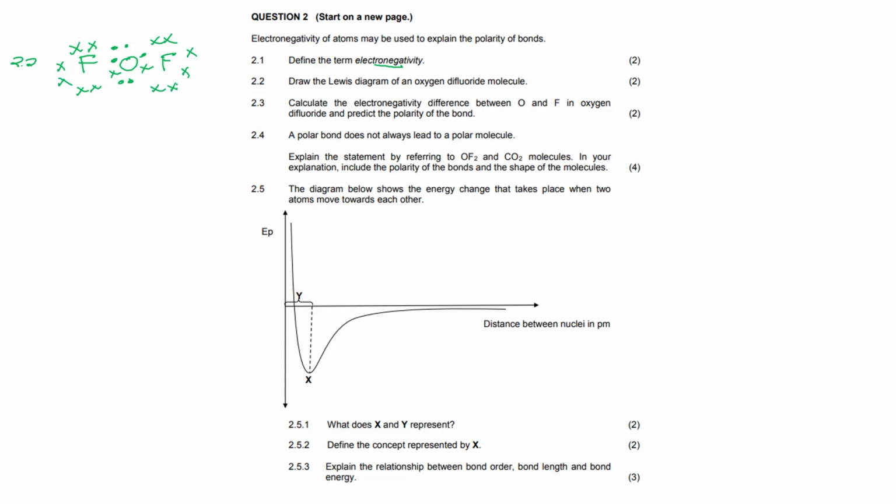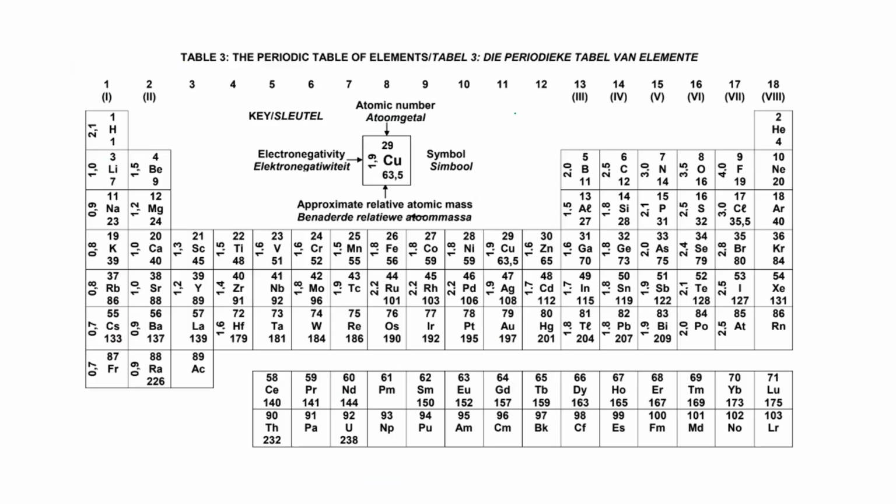2.3. A polar bond. Calculate the electronegativity difference between oxygen and fluorine in oxygen difluoride and predict the polarity of the bond. Okay, so they want the difference in electronegativity of oxygen and fluorine. So we're going to take oxygen minus fluorine. So how do we get the electronegativity? We look at our periodic table, and you see on the side here, that is what we're going to look at for our electronegativity difference.